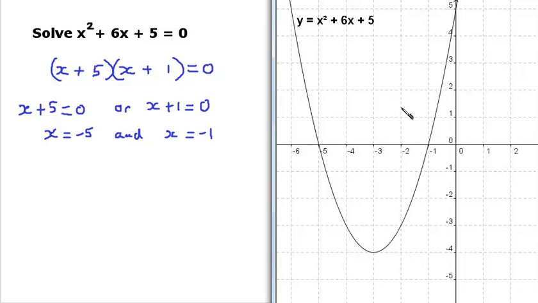Now y equals 0, we go down the y-axis here along the x-axis. So the points at which our curve, which is what we get when we plot a quadratic equation, crosses the x-axis, where y equals 0, are our two solutions. So you can see that we've got a solution here, it crosses at x equals negative 5, and it crosses over here at x equals negative 1, which matches up with what we had from our solutions over here.